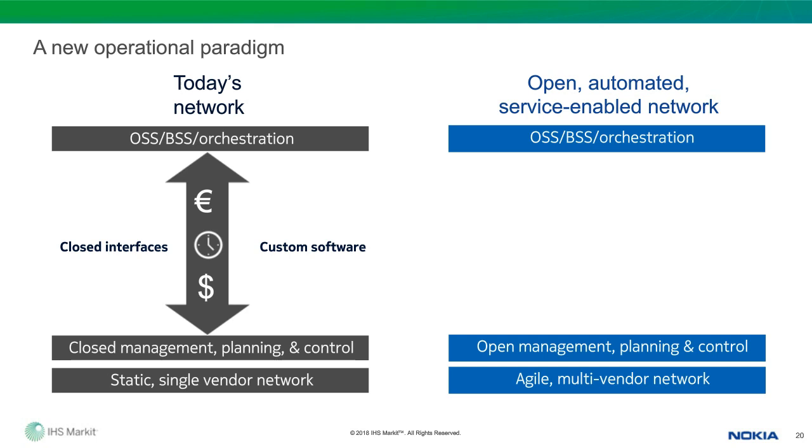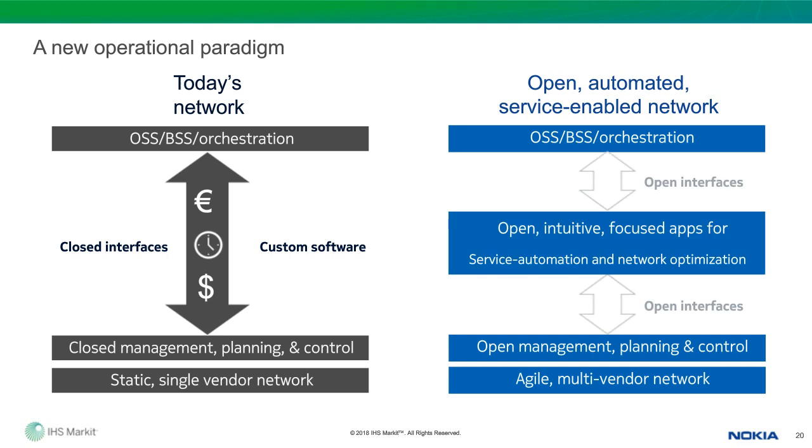So with that, the next step is to introduce these standard open interfaces and models that are now becoming available, such as TAPI and BIG, and also open automation applications. Now we're at a point where you can leverage these apps, which are designed to automate, monetize, and optimize the network in an open and multi-vendor environment. So let's look closer at some of these apps.